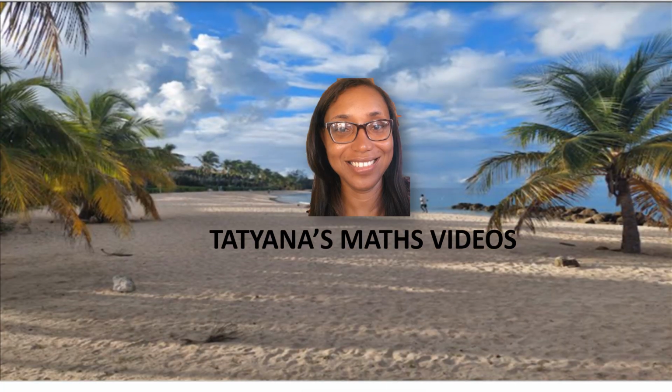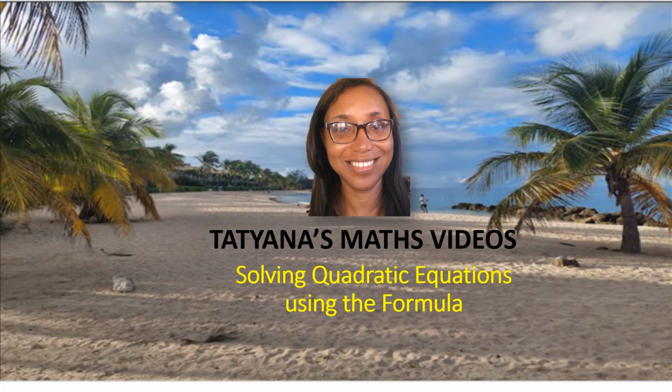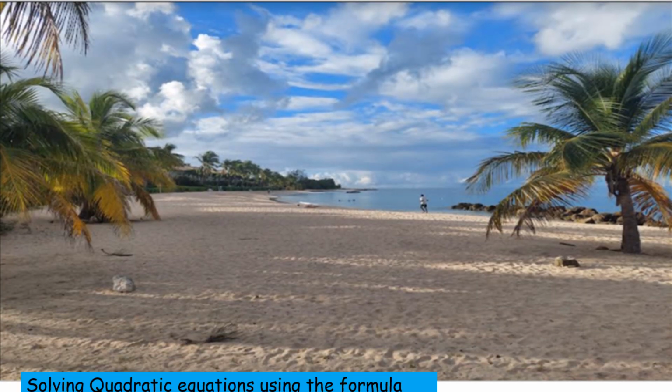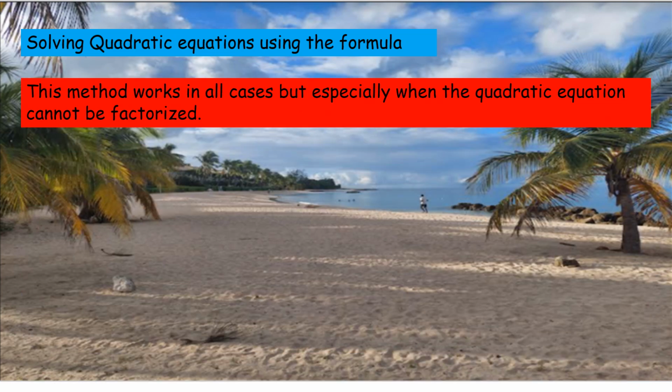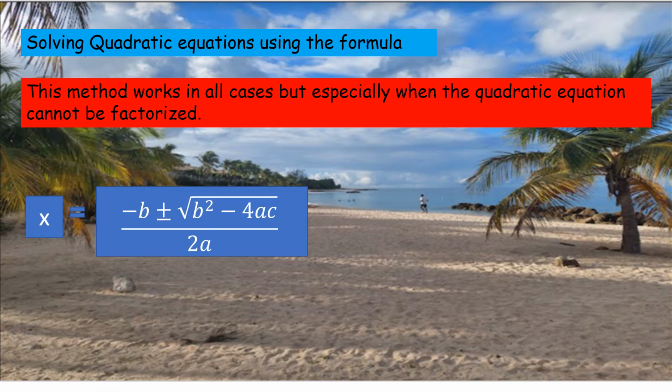Piano Math Resources, and we're going to be looking at solving quadratic equations using the formula. This method works in all cases, but especially when the quadratic equation cannot be factorized. And the formula is x equals negative b plus or minus the square root of b squared minus 4ac over 2a.